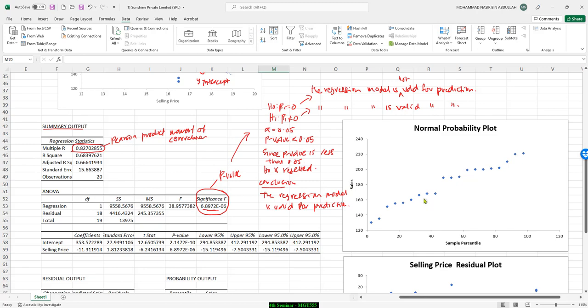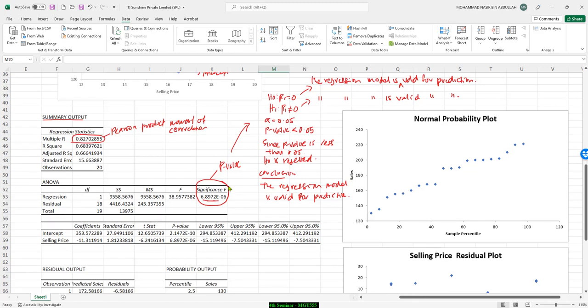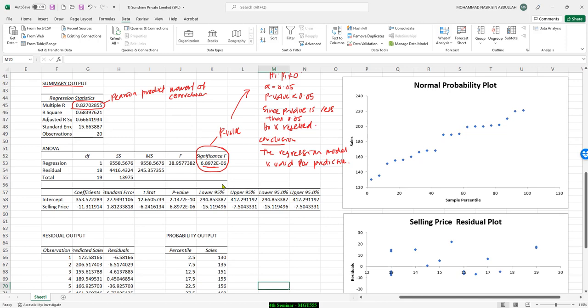Boleh faham? Ada soalan tak? Ada soalan tak setakat ni? Make sure you understand because next week kita ada test number 2. Right?